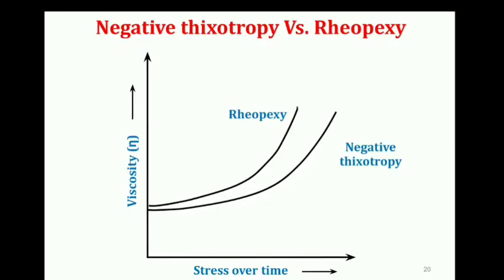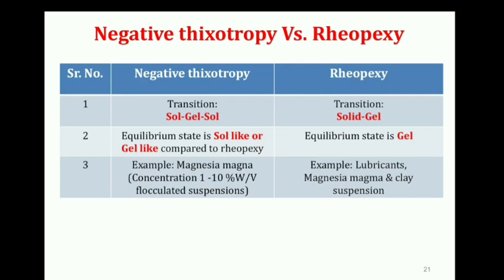Now, the comparison. Negative thixotropy and rheopexy: in both cases the viscosity goes on increasing. Then what is the difference? First, in the case of negative thixotropy, the transition is sol-gel-sol, and in the case of rheopexy, the transition is from an initial solid to a gel. Second, in negative thixotropy the equilibrium state is sol-like or gel-like compared to rheopexy. When you compare the viscosity at equilibrium, although both states are gel, the consistency in negative thixotropy is comparatively less. That's why it is generally referred to as sol compared to rheopexy.